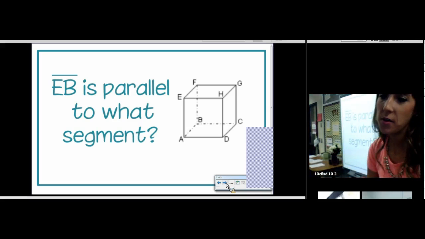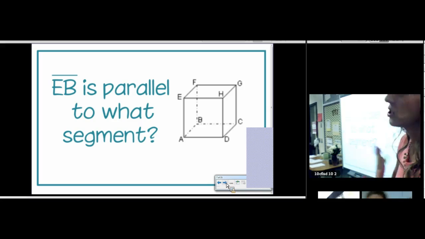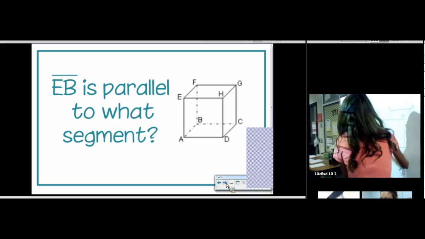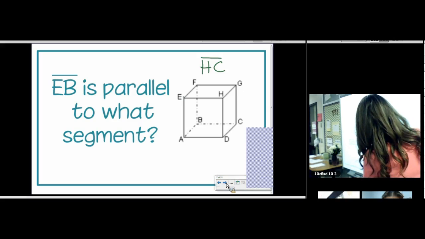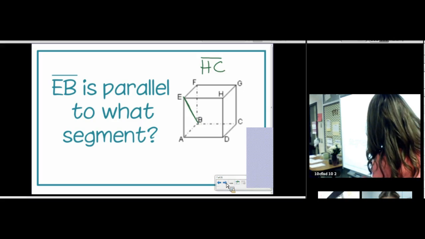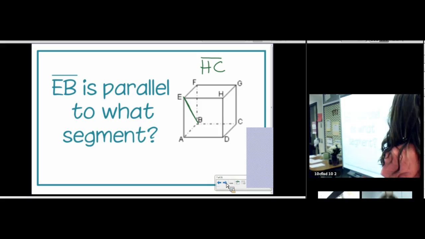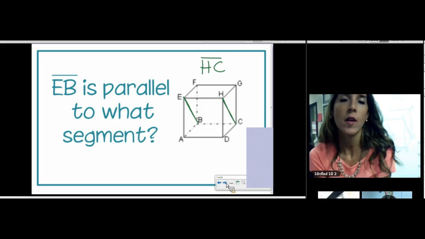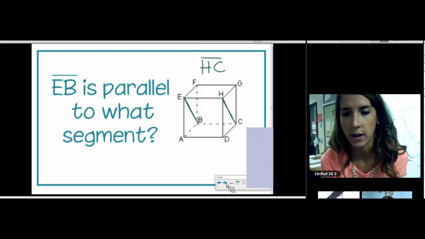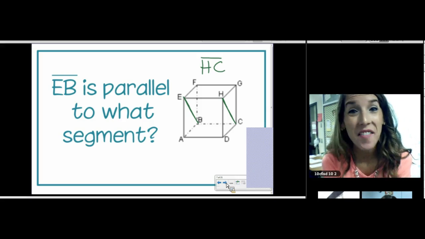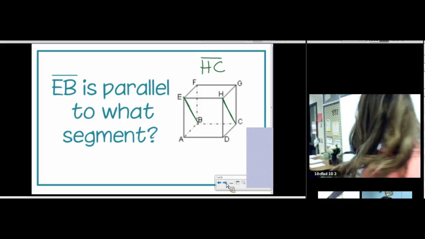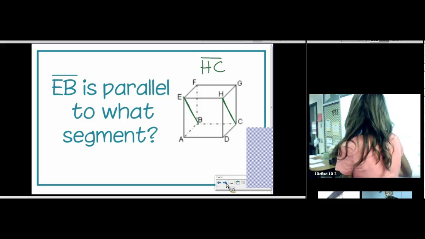Good. So if you were to use the correct notation, which I know you can't use when you're typing, you would do capital H, capital C with a segment on top. So EB is parallel to HC. Very good. If they're parallel, are they coplanar or non-coplanar? They're definitely coplanar if they're parallel. They're definitely coplanar. Good.